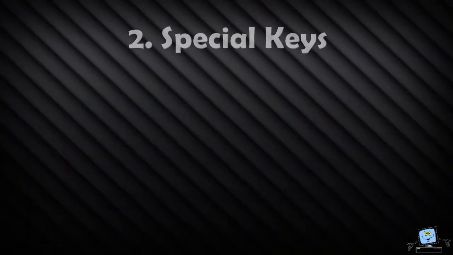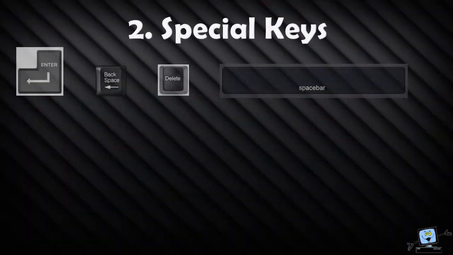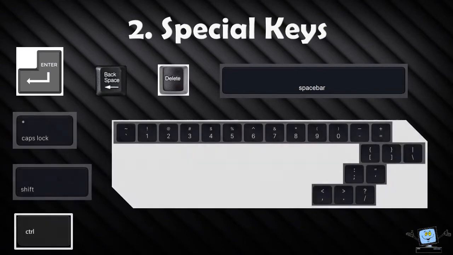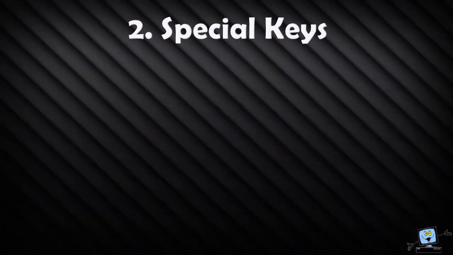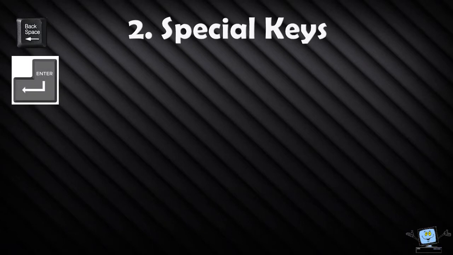Second are special keys. They are used to perform specific tasks which are described as follows. First is backspace key. It erases the text before the cursor. Second is enter key. It is used to type the text from a new line. It is also called return key, and there are two enter keys present in the keyboard.